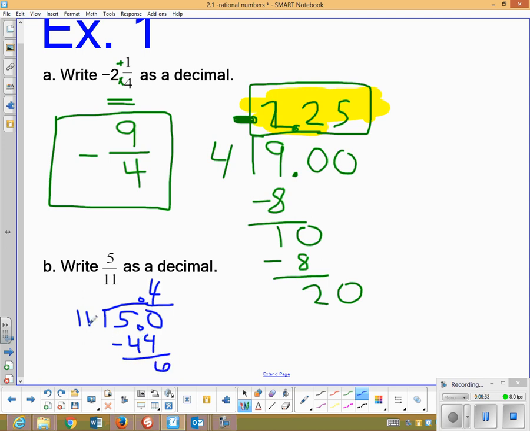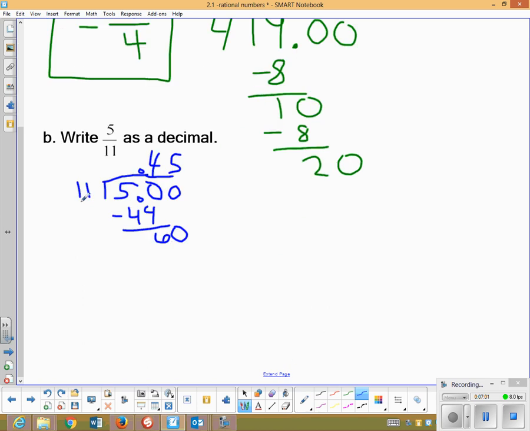Now, 11 goes into 50 about 4 times, because 11 times 4 is 44, closest. 11 times 5 would be 55, and that's too much. Now, if you notice, it's going to repeat. What looks like it's going to repeat? Let's do one more. 11 to 60, about how many times? 5. So it looks like the 4 and the 5 keeps on repeating. So what I'm going to do is I'm going to stop right there.